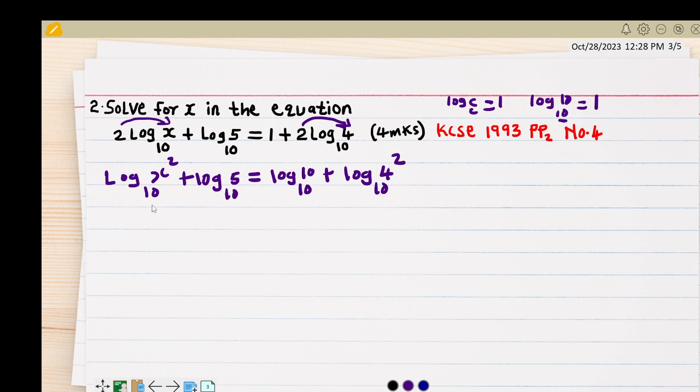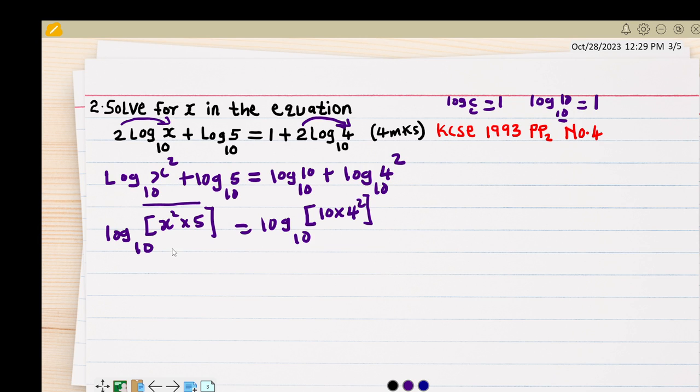So if I apply the law which involves addition, whenever you add you have to multiply. So this will be log to base 10 of x squared multiplied by 5. So this should be equal to log to base 10. Again, when you add you have to multiply. 4 squared is 16, so I'm going to get 10 multiplied by 16. So if I drop log to base 10, I'm going to remain with 5x squared, being equal to 16 times 10, which gives 160.